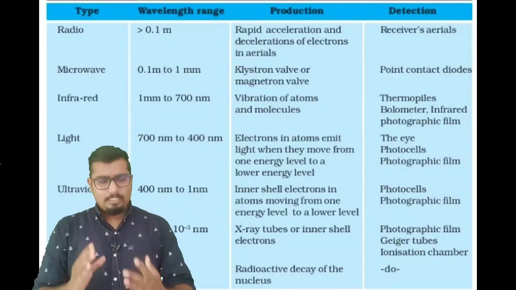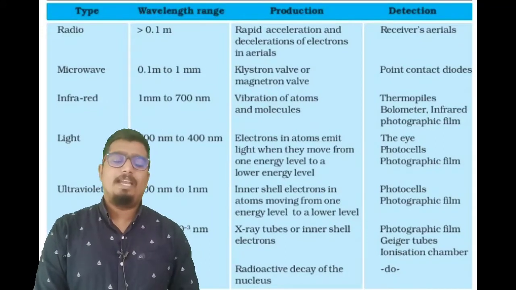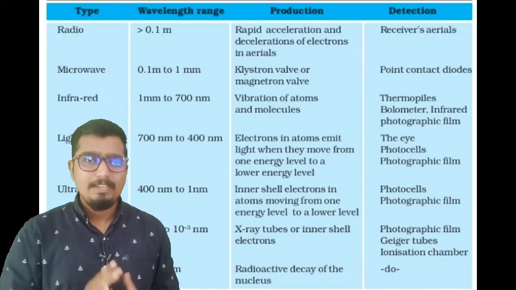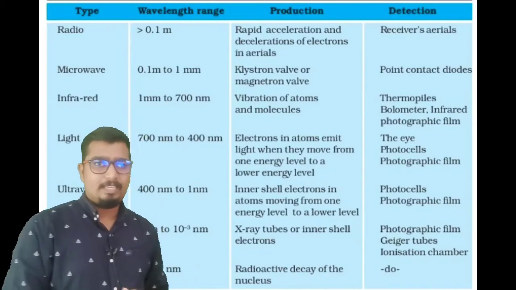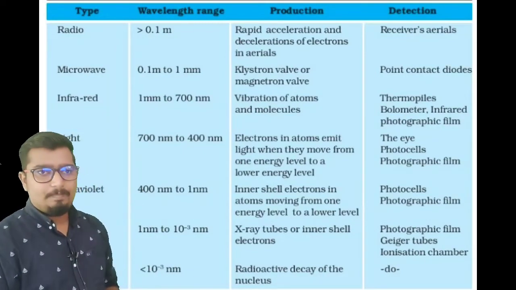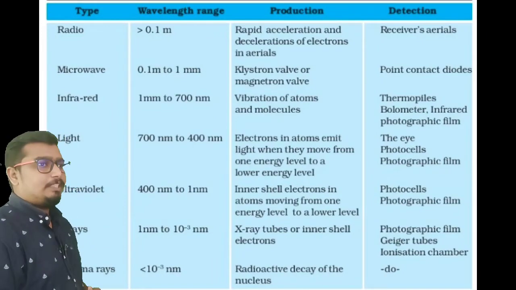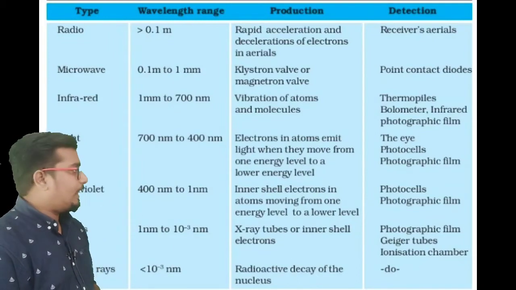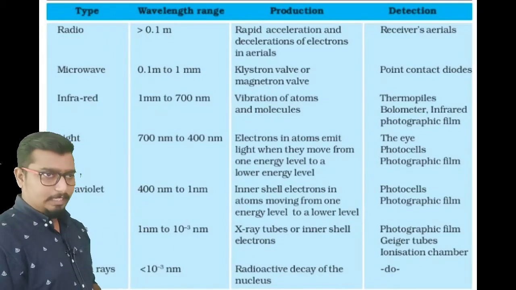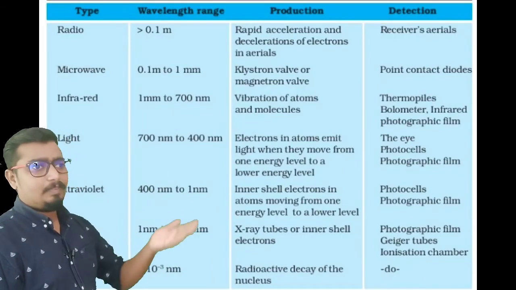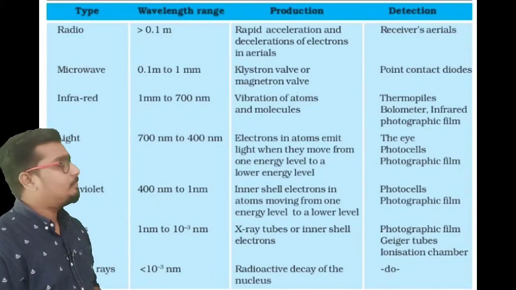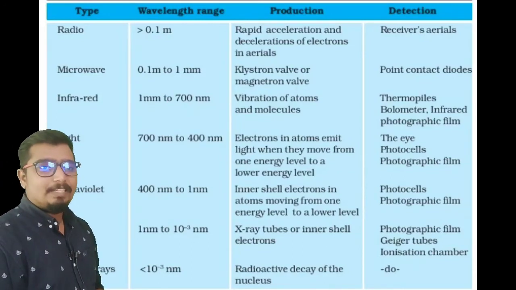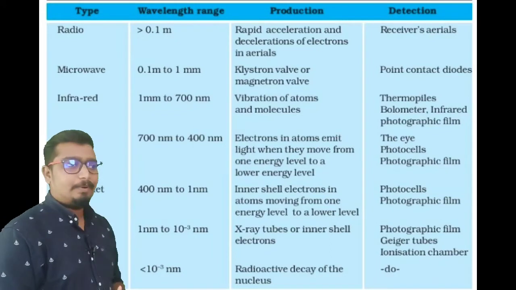This is the electromagnetic spectrum. A small topic now: the production and detection of electromagnetic waves. Here we are discussing a small table. In this table, the electromagnetic radiations are given along with the wavelength range, how to produce them and how to detect them.